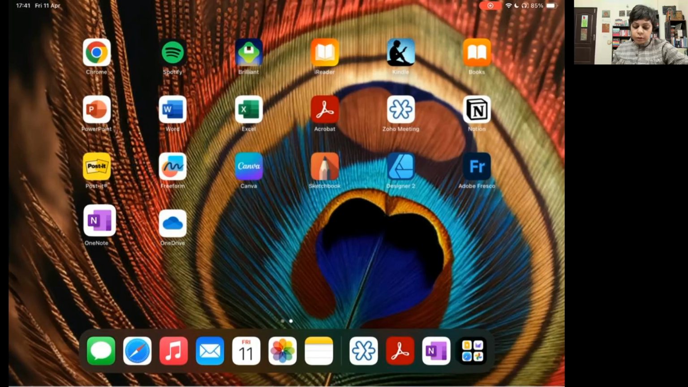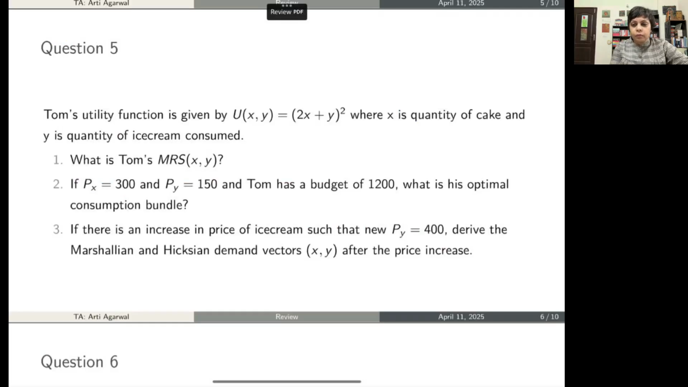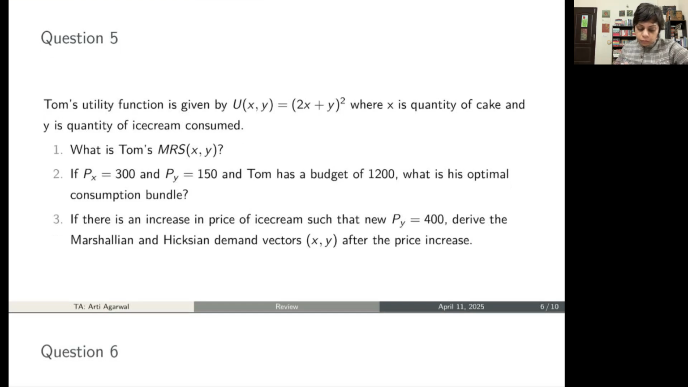Okay, let me go back to the question. So this was our question. You are given the utility function, we calculated the MRS, we calculated the optimal consumption bundle, and then for the new price of ice cream, Py equal to 400, we then calculated the Marshallian and Hicksian demand. Okay, let's go to the next question.